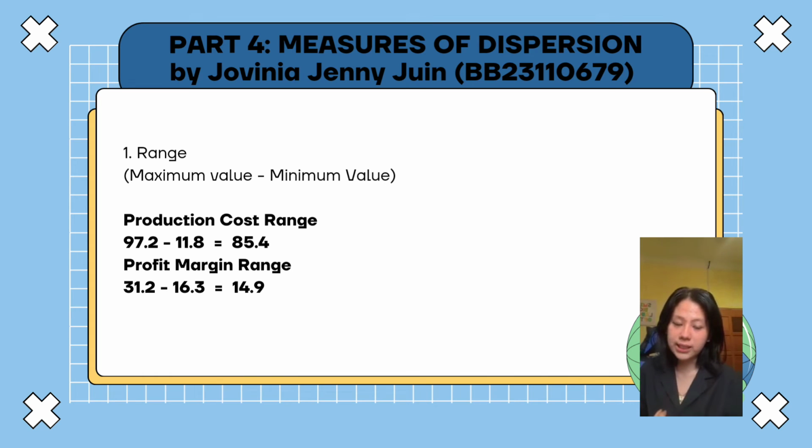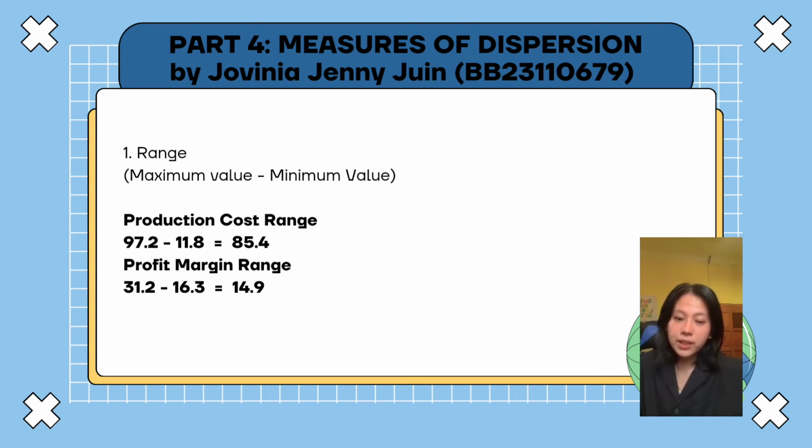Measures of dispersion quantify how spread out or variable a set of data is, providing insight into the consistency and predictability of business metrics. As we know, there are 5 key measures of dispersion: range, mean absolute deviation, variance and standard deviation, and the last one is the coefficient of variation.